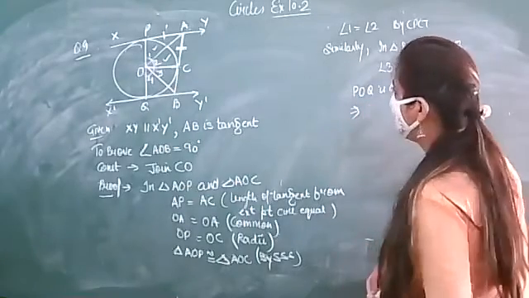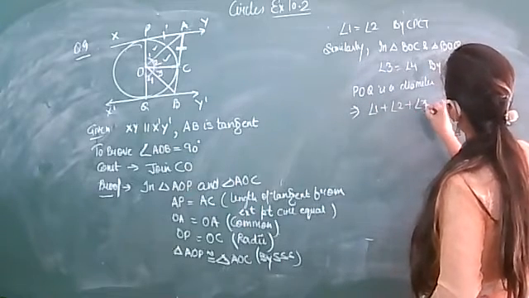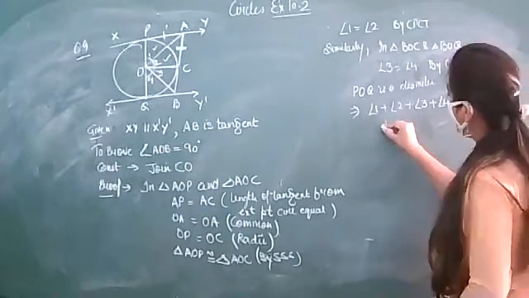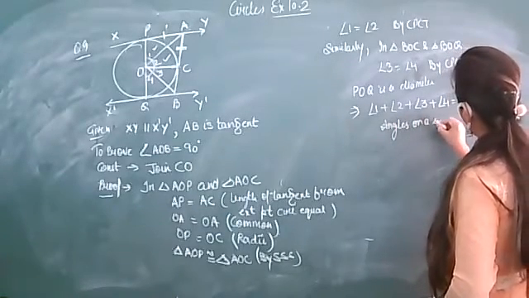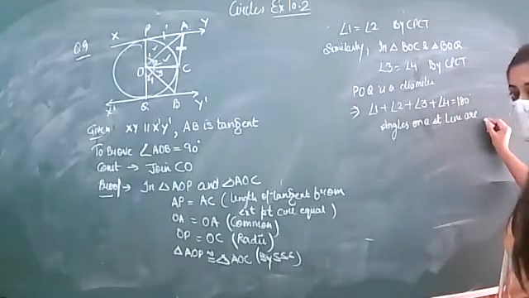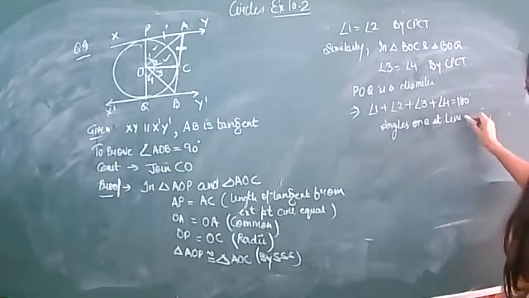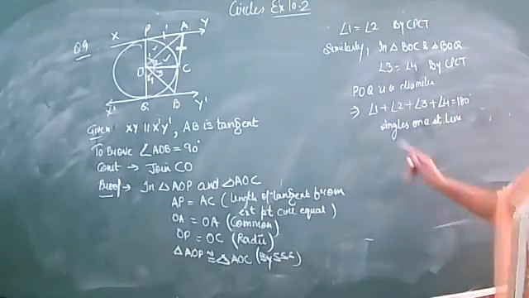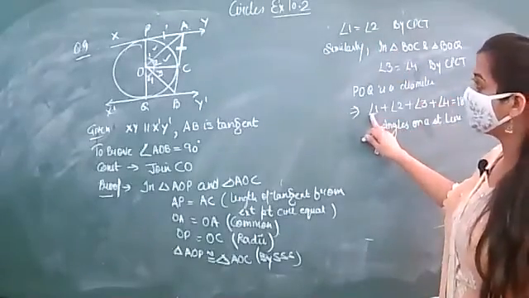This implies angle 1 plus angle 2 plus angle 3 plus angle 4 is equal to 180, as angles on a straight line are supplementary. All these angles have a relation with one another. Angle 1 is equal to angle 2, so you can write here.